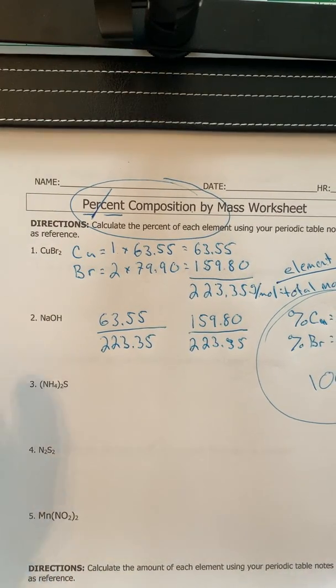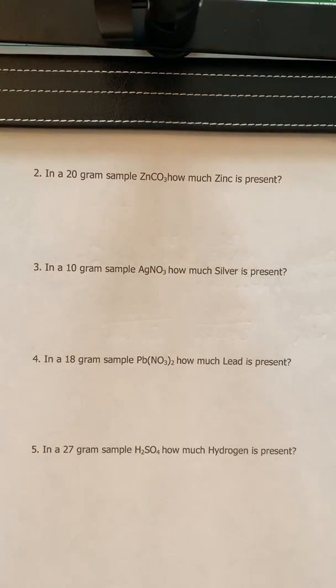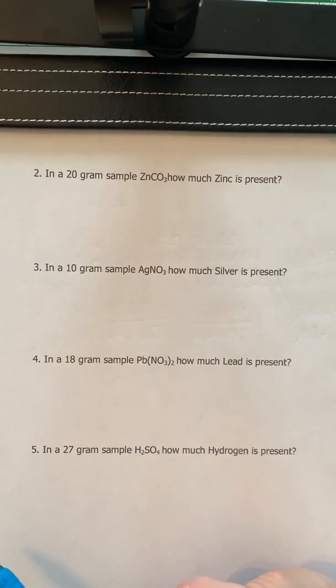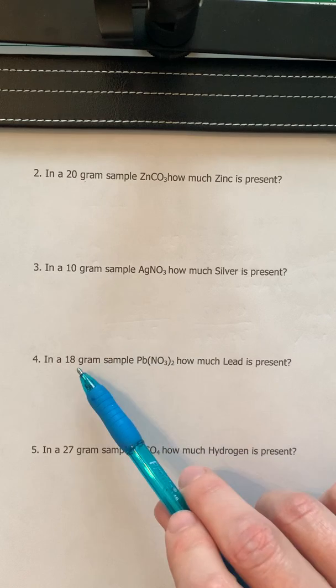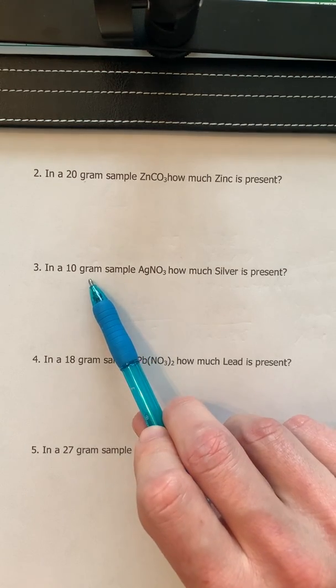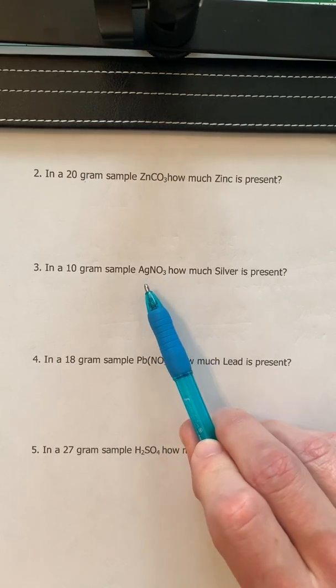So the next part here, we should be done with 1 through 5, is the next 1 through 5, which I guess I probably could have labeled 6 through 10, but I did not. If you read through this, it's a little bit different. This is saying, hey, if you had a sample size that was 20 grams or 10 grams or 18 grams or 27 grams. So this would be something that's more like a real life example. What percent of mass would each of these elements contain? So I'm going to do number 3 here for you.